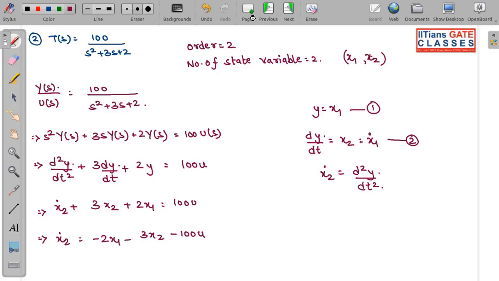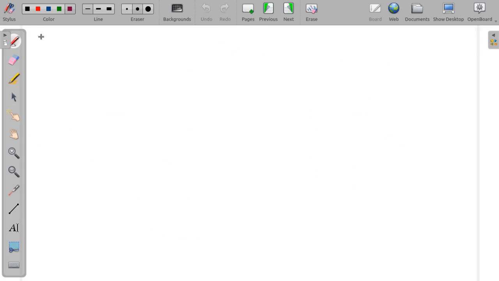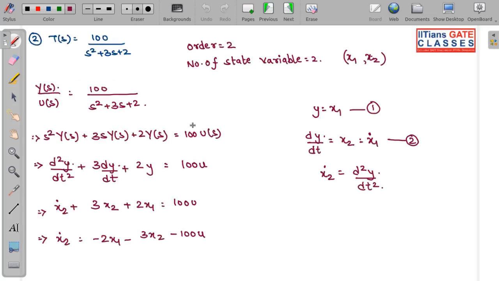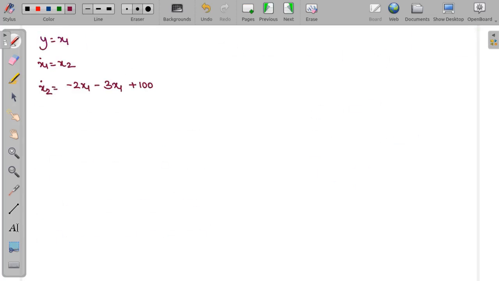So first equation is what? y is equal to x1. Second equation we have over here is that x1 dot is equal to x2, and next equation we have x2 dot is equal to minus 2x1 minus 3x2, plus 100u. So now if you compare, x dot is equal to Ax plus Bu and y is equal to Cx plus Du.